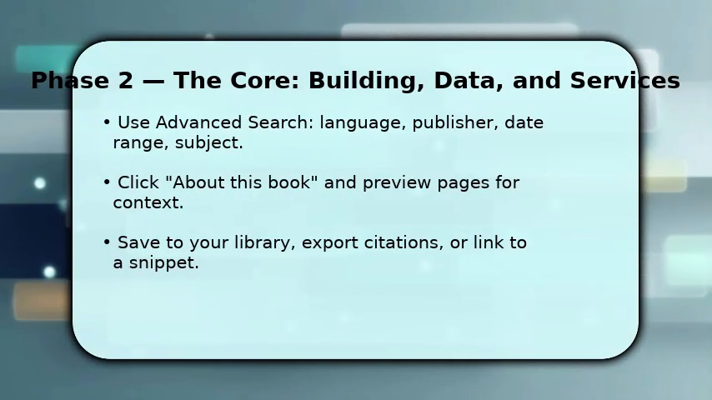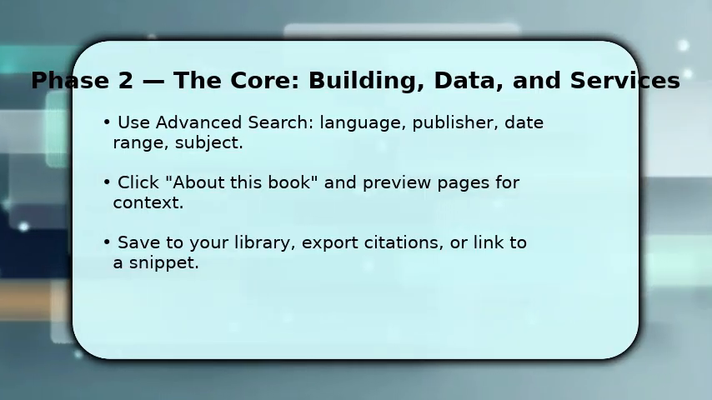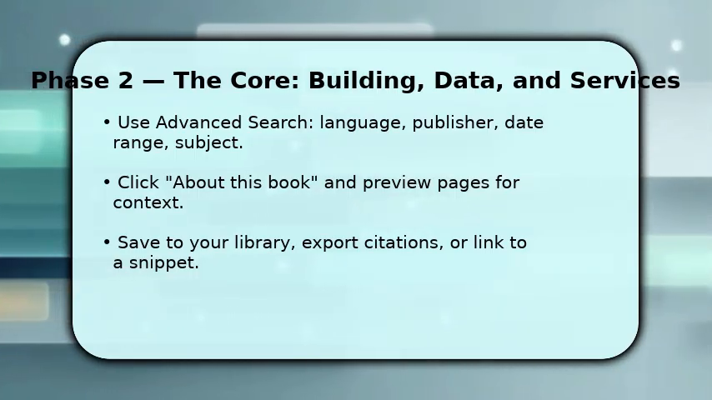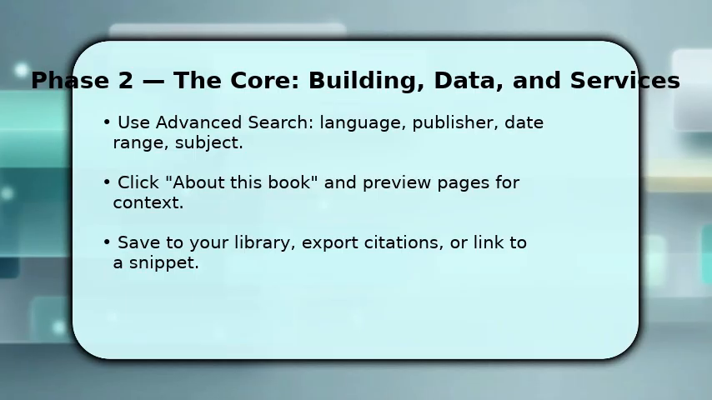Now refine results using advanced search. Set language, publisher, publication date, or subject to narrow thousands to a handful of matches. You click a promising title and skim the About This Book panel to understand editions and metadata, then open the preview to read sample pages.